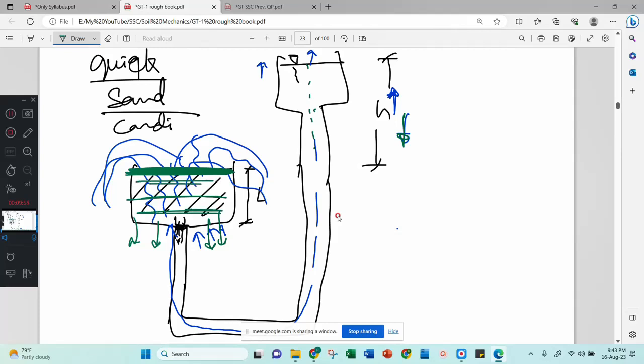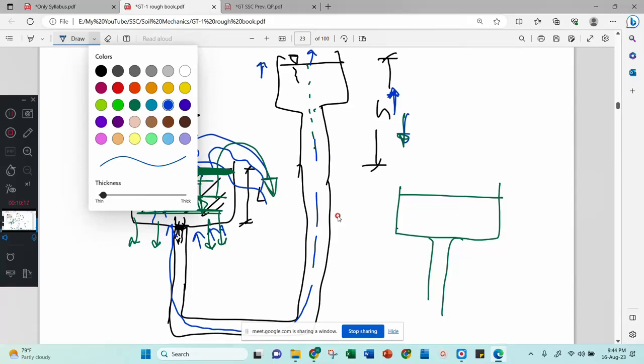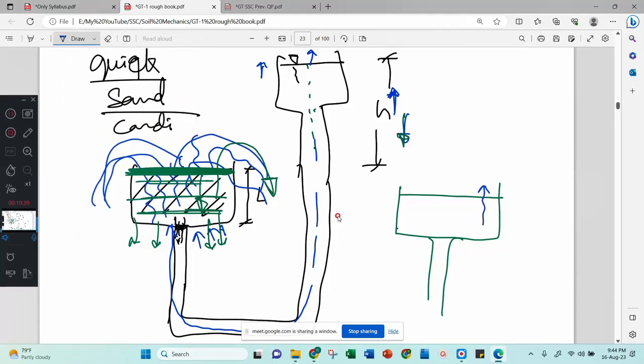Now I have to maintain such a condition that water should not spill out and water should not come down either. At that condition, what happens? Some particles will go upward, some particles will push downward, upward, downward, upward, downward. Therefore, this is called a boiling action.